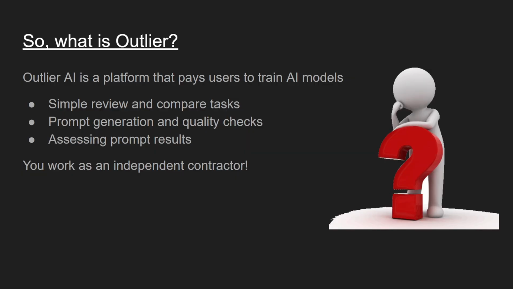So what actually is Outlier? AI Outlier is a platform that pays users to train AI models. What I've noticed with it is it works with a different website, which is currently called Multimango. I don't know if they change contracts and have a different website, but that's the one I'm currently working with. And they provide you with simple tasks, so it could be reviewing and comparing a video or script or prompt response, coming up with different prompt generations and quality checking the result when it comes out after you've put it through an AI model. And then there are some tasks that assess that prompt result.